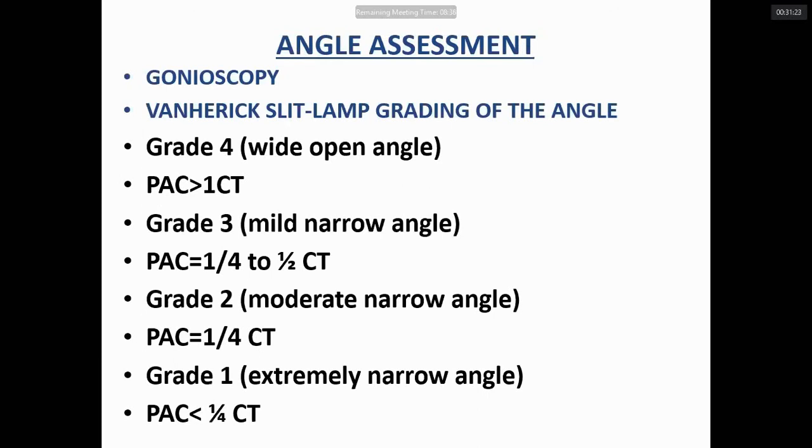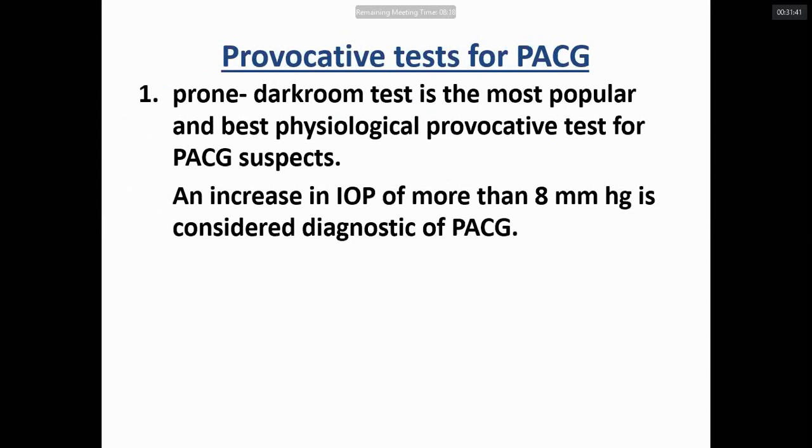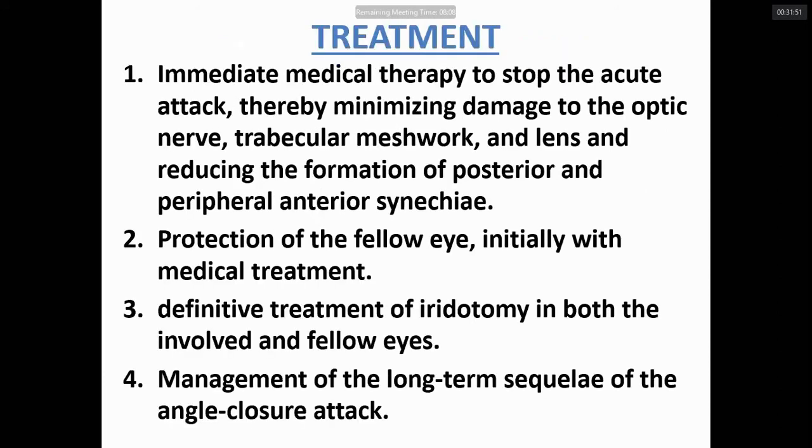So how can you assess the angle, by gonioscopy or by the Van Herrick slit lamp grading of the angle? We grade it as grade 4, grade 3, grade 2 and grade 1 depending upon the corneal thickness, the Van Herrick grading. The provocative test for PACG is done as the dark room test, and an increase in IOP of more than 8 mm of mercury is suggestive of the diagnosis of PACG.